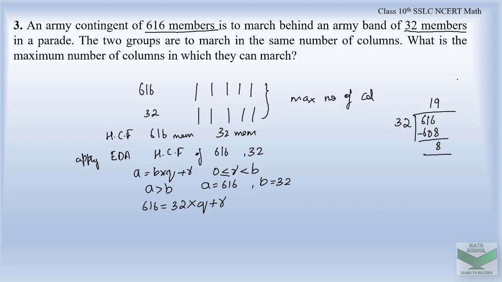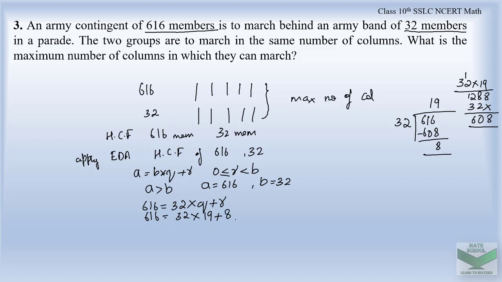Okay, so here I'll show you 32 into 19. If you check, 9 2s are 18, 9 3s are 27, 28, then 2 1s are 2, 3 1s are 3, so 8, 10, carry 1, so 2 plus 1 is 3, 3 plus 3 is 6. Okay, this is how you get 32 19s are 608. So the remainder we got is 8. So writing down in the equation, 616 is equal to 32 into 19 plus the remainder 8.